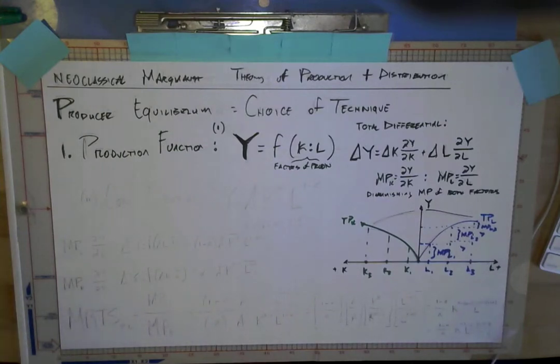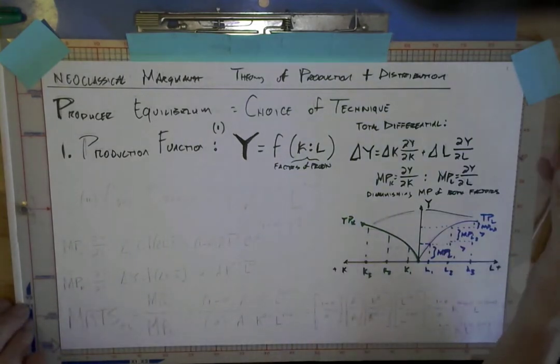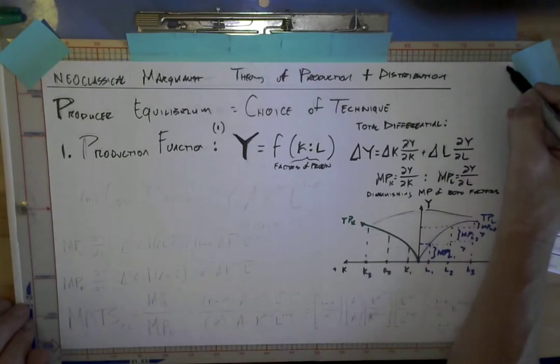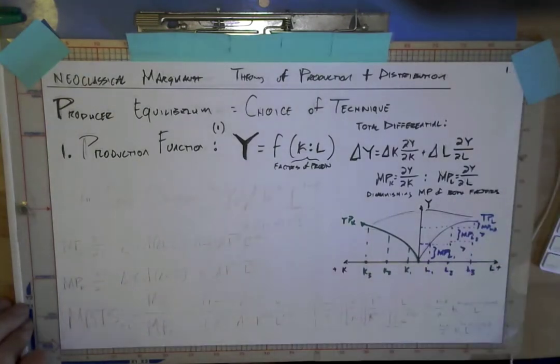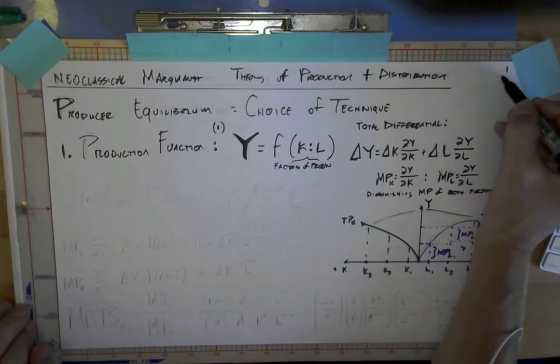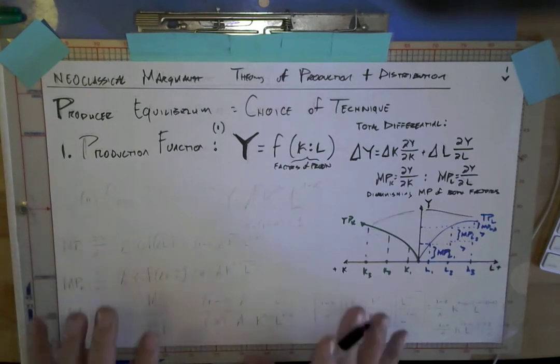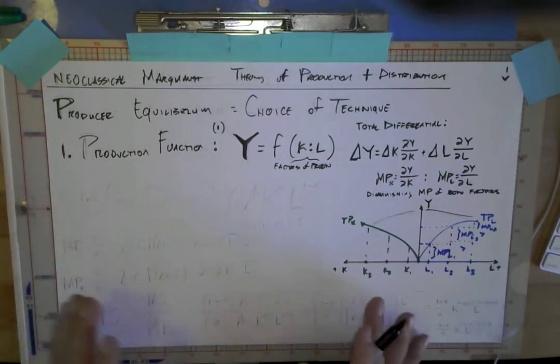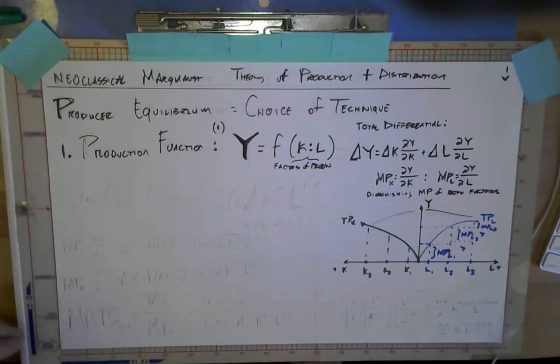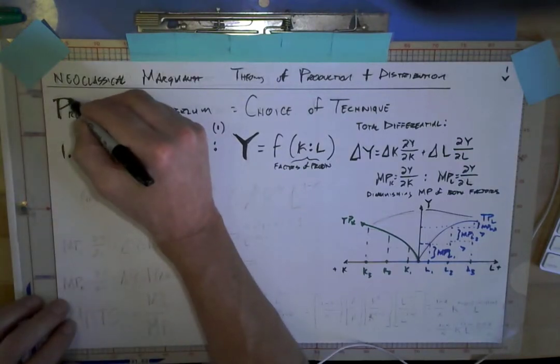This is the second video for this first page on the neoclassical production function. I'm going to call this page number one. As usual, these notes will be available. I'll make copies of these for people to put under the lectures and make them accessible.